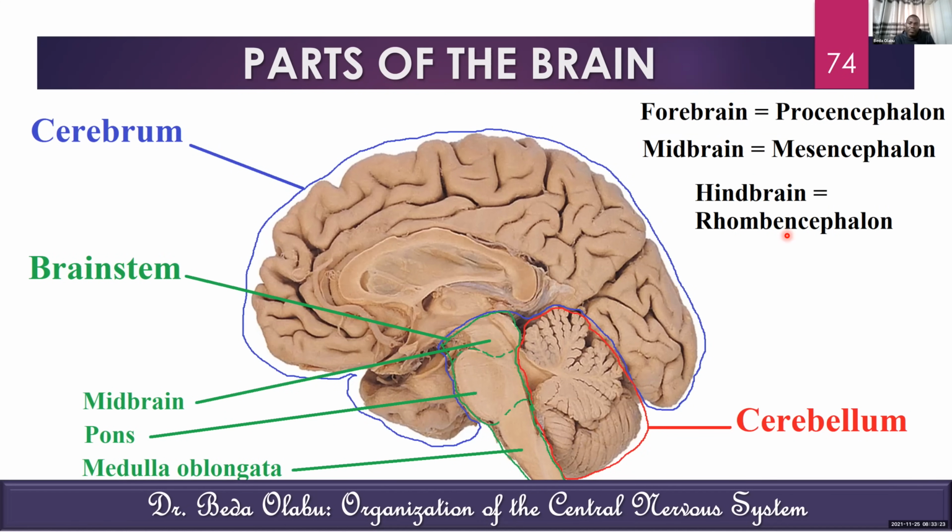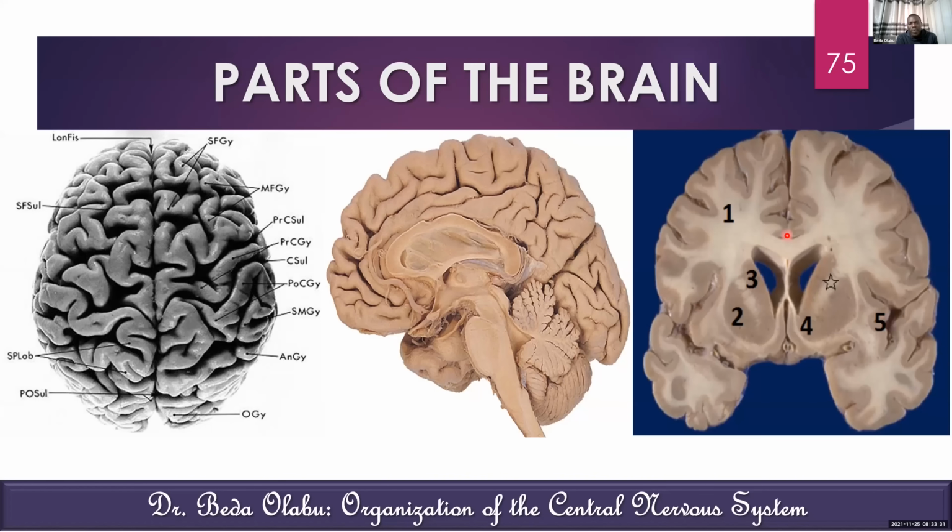So these are the basic brain parts, and especially from an embryological point of view. Let's narrow down to the cerebrum. The cerebrum has two hemispheres. We have the left hemisphere and we have the right hemisphere. Apart from that, the cerebrum has this region here, which we call the diencephalon. That region there is called the diencephalon.